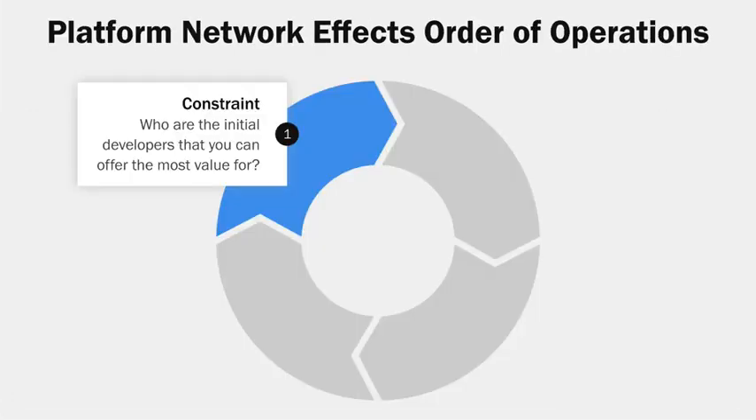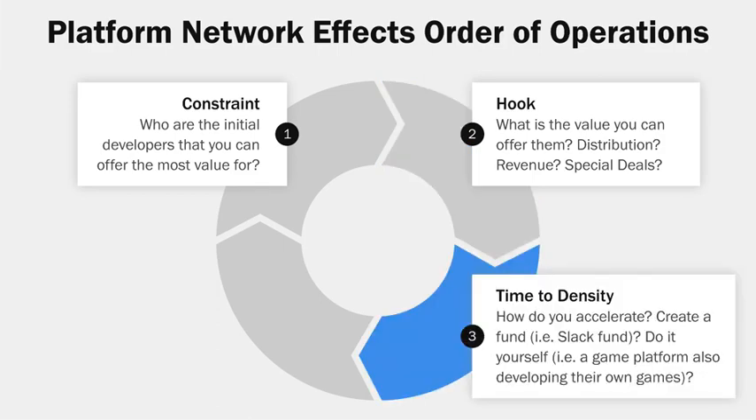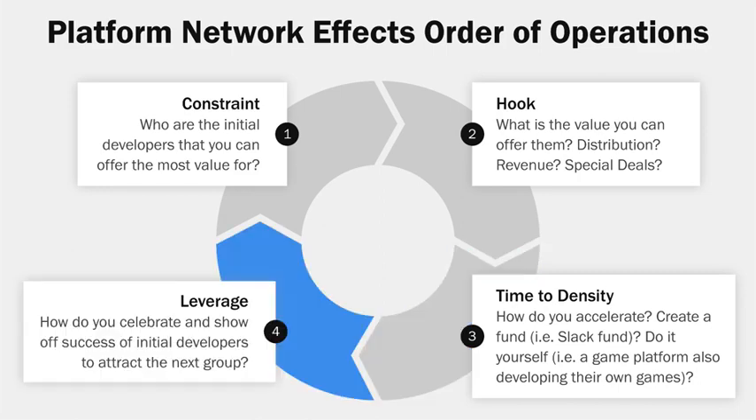We can also look at this in the play of a platform network effect. They follow the same general steps, but a slightly different set of questions. So on the constraint step, the question is, who are the initial developers that you can offer the most value for? The hook is, what is the value you can offer them? Is it distribution, revenue, maybe special deals? And then how do you accelerate the time to density in terms of getting enough developers on the platform? Create a fund, or do it yourself in terms of implementing them yourself. And finally, how do you leverage that by celebrating and showing off the success of those initial developers to attract the next group?